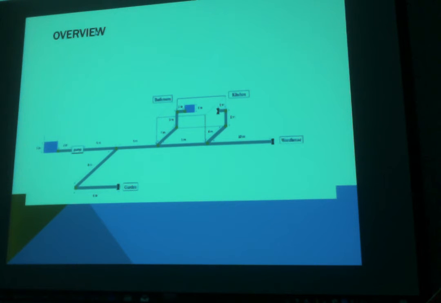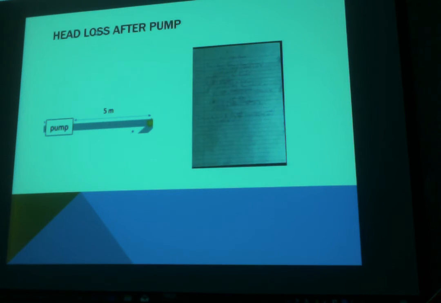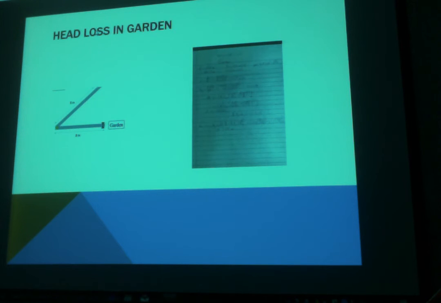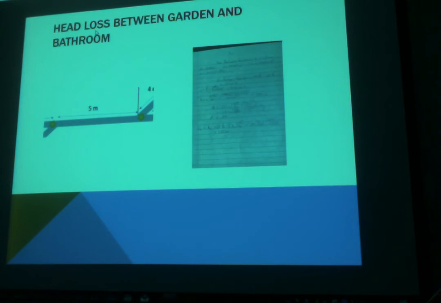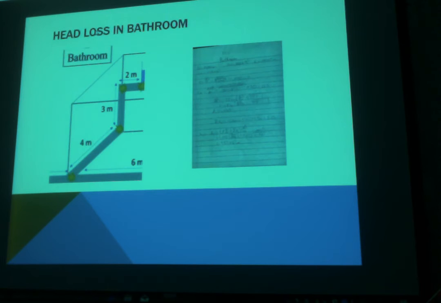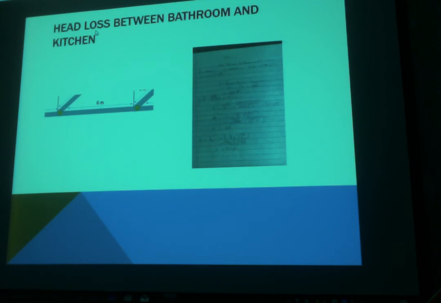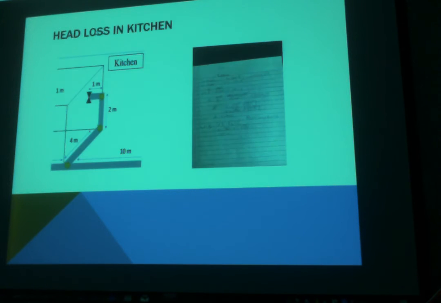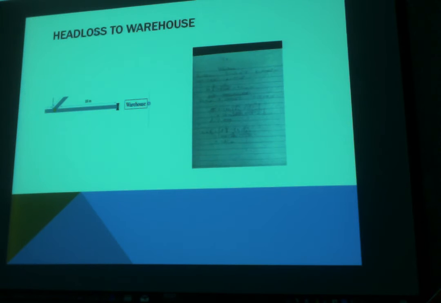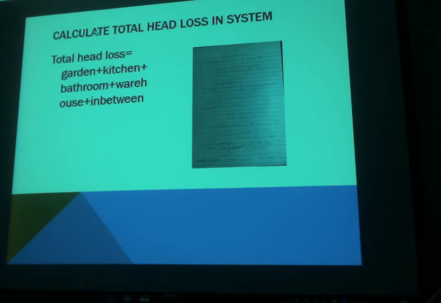Now, we took our piping sections and broke them up into several different sections, which we first calculated head loss after our pump. We then calculated head loss in the garden, next head loss between our garden and bathroom, head loss in our bathroom, head loss between our bathroom and kitchen, head loss in the kitchen, and lastly, head loss to our warehouse. Now, once you calculate the head loss in each of these components, you can then add them all together to calculate the total head loss of your system.